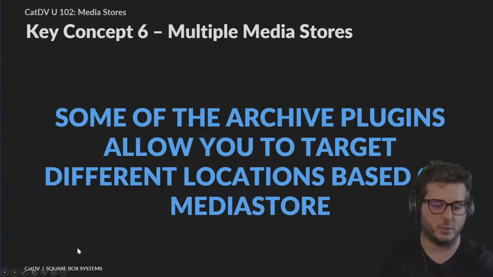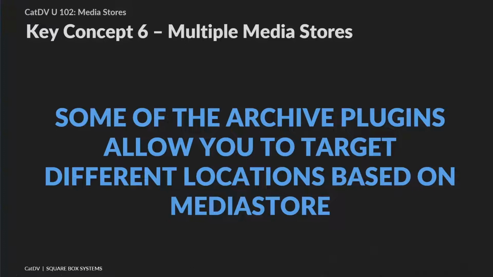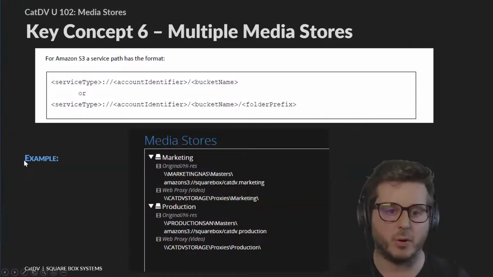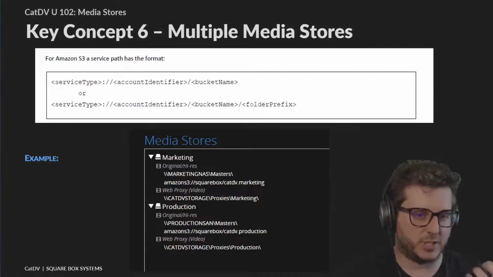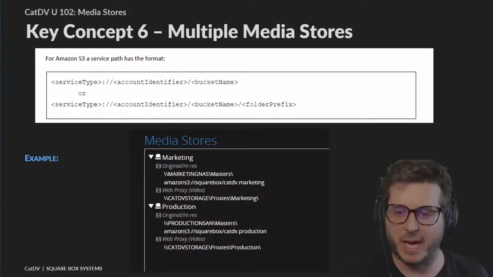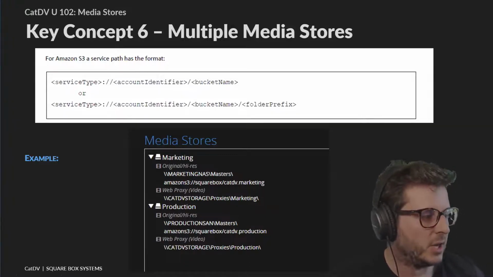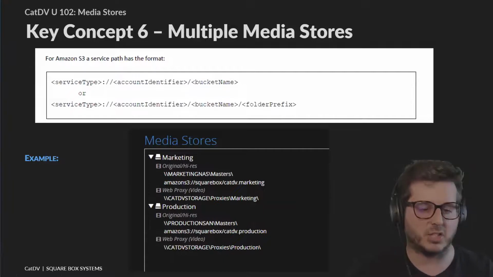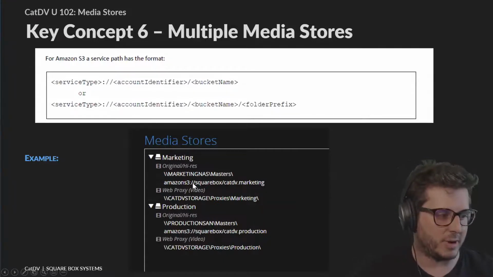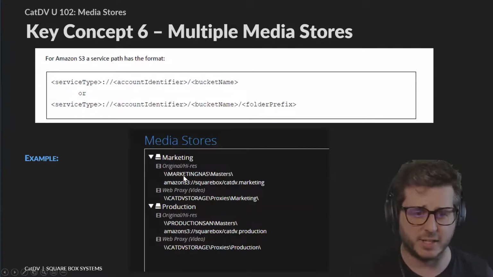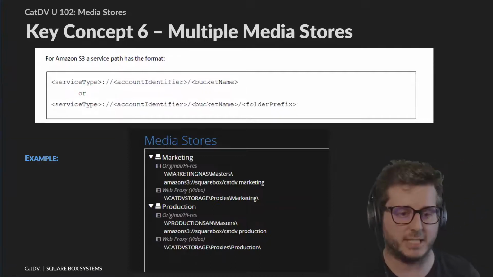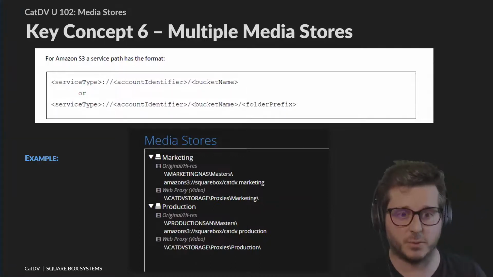The other thing that you can do with multiple media stores is that some of our archive plugins allow you to target different locations based on the media store that the media lives in. To give that as an example, say you're using the Amazon S3 plugin that we have, which allows you to automatically archive content to S3 buckets. What you can actually do is put a service path into your high-res location, and this is described in quite some detail in the guide that comes with the archive plugin.